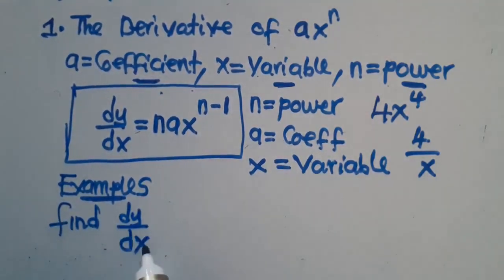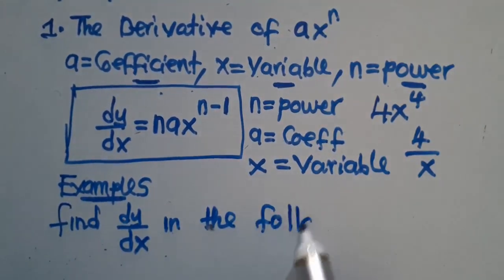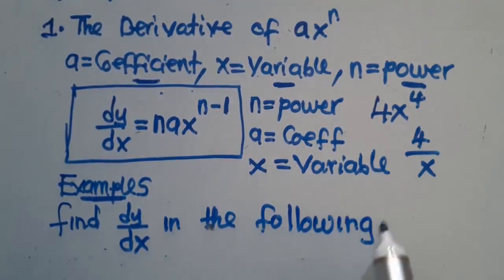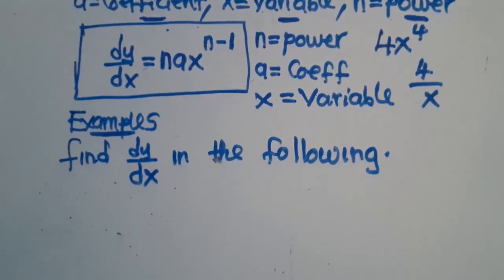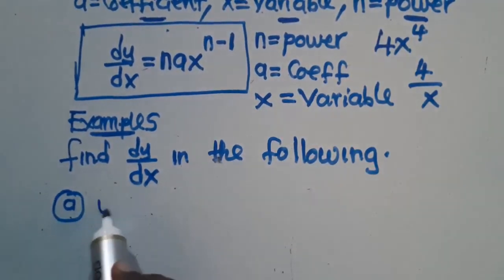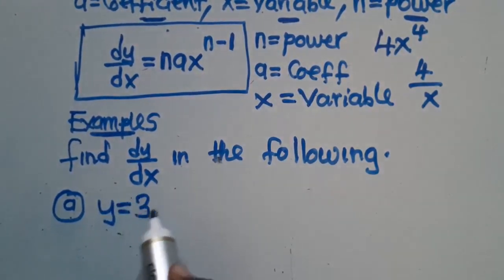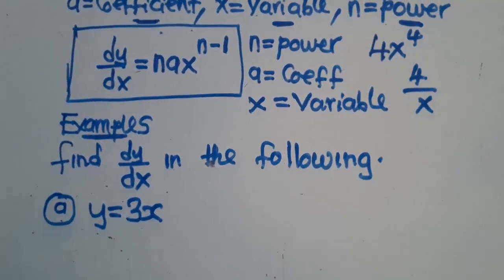So I would say you are finding dy dx in the following. We've got the first question. The first question is like this. The first question that we are having, which is A, they want you to find dy dx of y is equal to 3x. How can you find dy dx of that? This is the first question that we are given. How can we work out this?